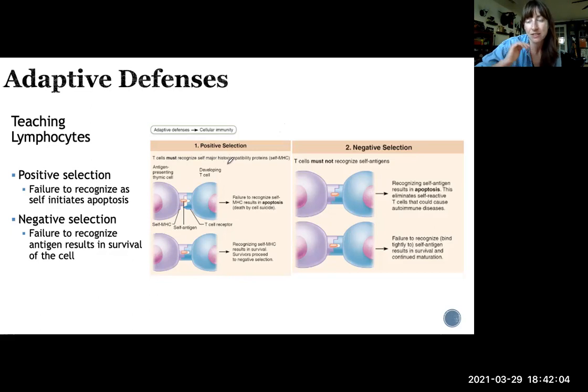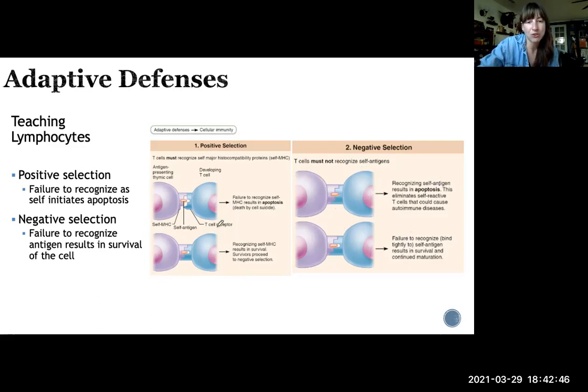They have to be able to recognize the major histocompatibility complex. If they do not recognize it, failure to recognize results in apoptosis. They pass that test, they get tested again. They also must not recognize self-antigens, okay? So basically, if they recognize self-antigens, as in if they fit with it and want to attack it, as in if self-antigens fit their receptor in the same way that a non-self antigen would, and it can't differentiate between it, apoptosis.